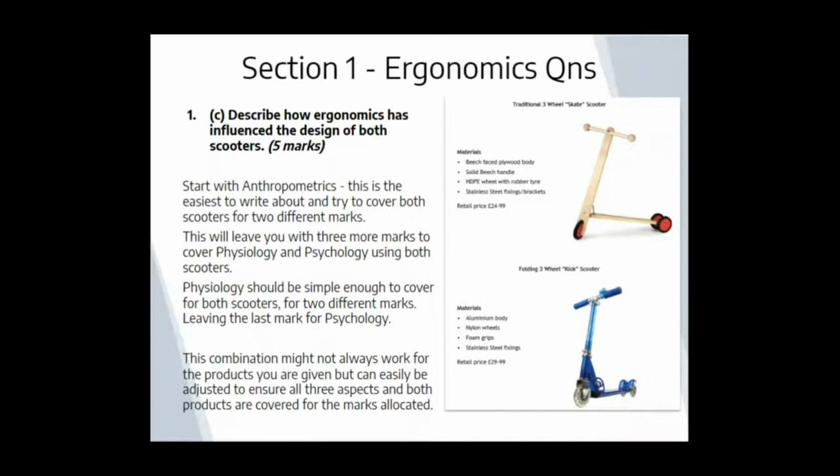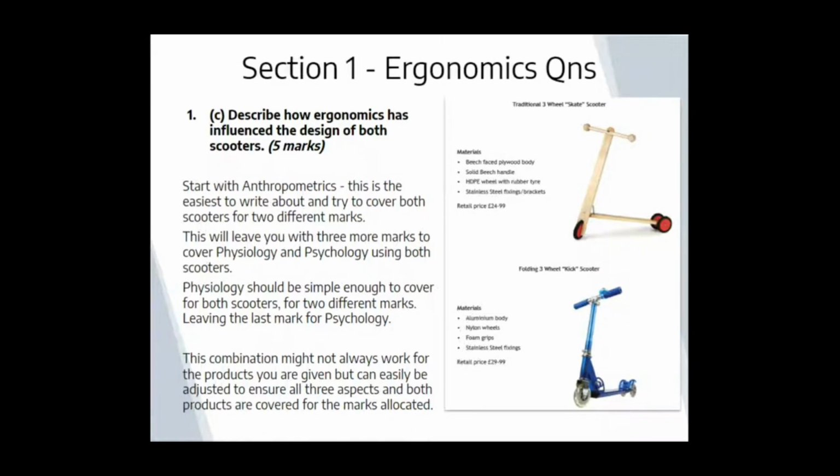And to try and cover all the marks, both scooters for 2 different marks here should be quite easy, because there are multiple parts that your body is interacting with here that you're going to need to know the sizes for. This will leave you with 3 more marks to cover physiology and psychology using both scooters. Physiology again should be simple enough to cover for the product that you've been given, and for 2 different marks, leaving your last mark to go towards psychology.